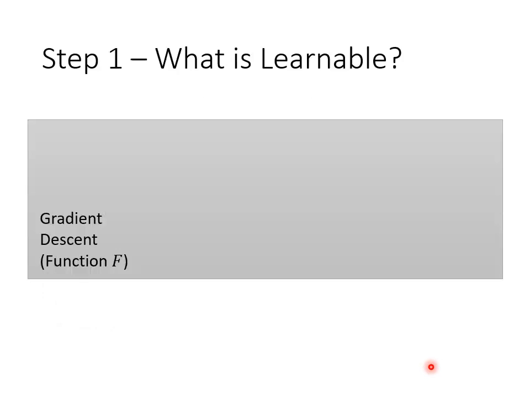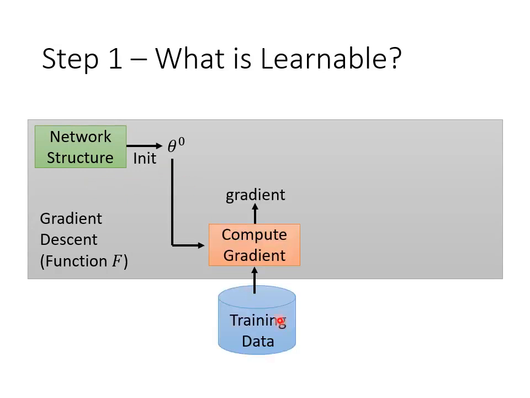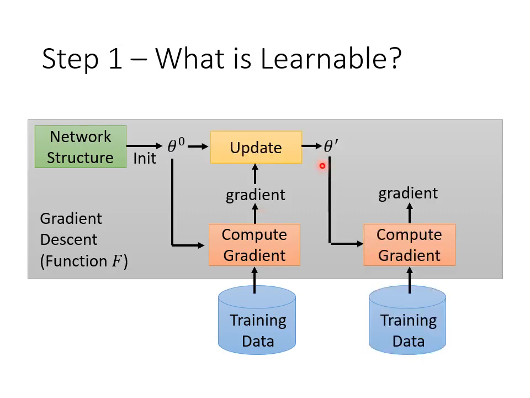I just told you that in meta-learning, there are also 3 steps, as in machine learning. The first step is, what is learnable? So we have to decide what is learnable first. Let's first take a look at gradient descent. In gradient descent, first, you have to determine your network architecture. Then you have to initialize the parameters. Then given some training data, you compute the gradient. Then you update your parameters. You update your parameters many times. And finally, you obtain your model theta hat.